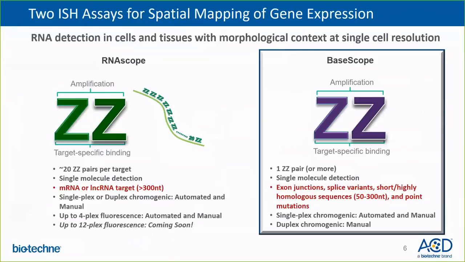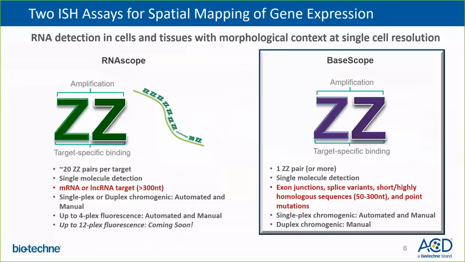The RNAscope assay is applicable for messenger RNA or non-coding RNA species that are greater than 300 nucleotides in length, which is the majority of transcripts. The assay is available on automated and manual platforms and can be selected as singleplex or duplex chromogenic or as a multiplex fluorescent assay. Our current multiplex fluorescent assay can detect up to 4 targets simultaneously, but we will soon be releasing our high-plex assay, which can detect up to 12 targets simultaneously in tissue sections.